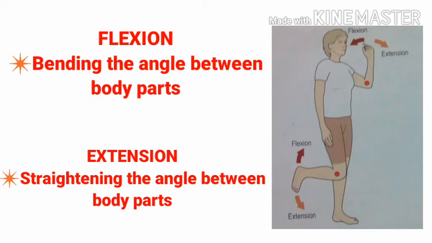Next one is extension. Extension means straightening the angle between body parts. Example, extending the knee joint and extending the elbow joint. If you see the picture very clearly, you will understand very well. So please watch this picture.